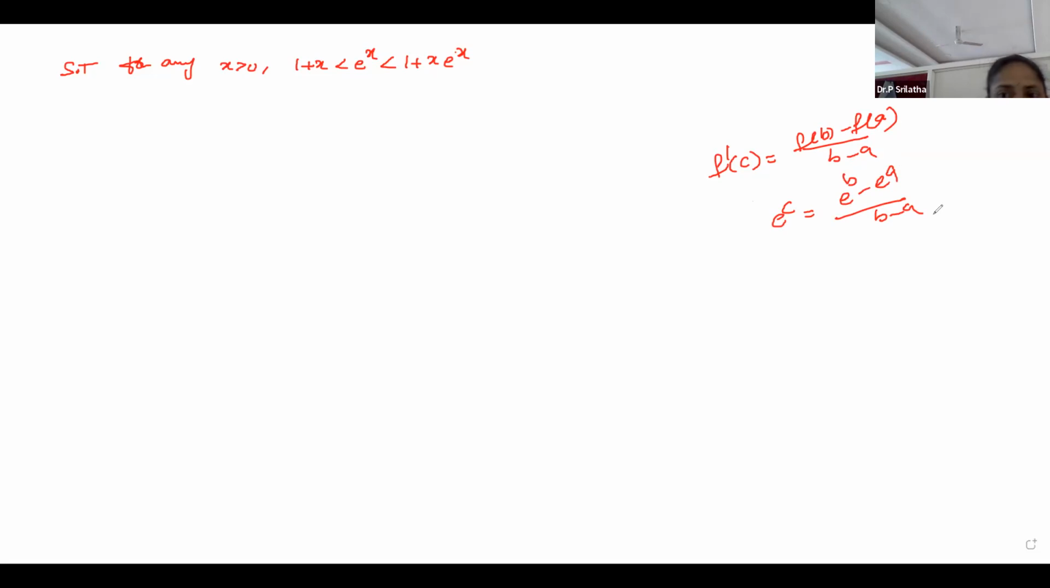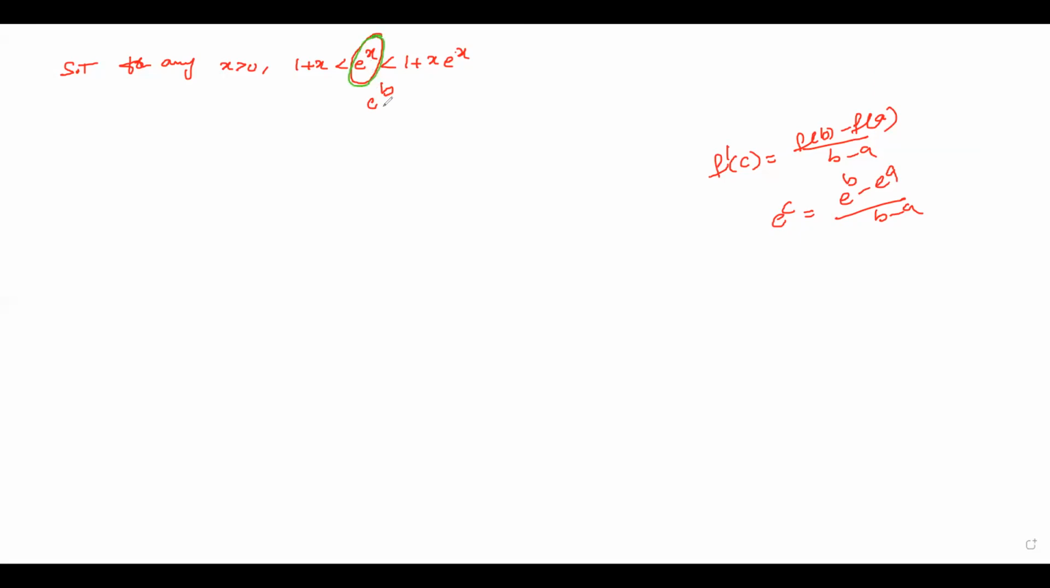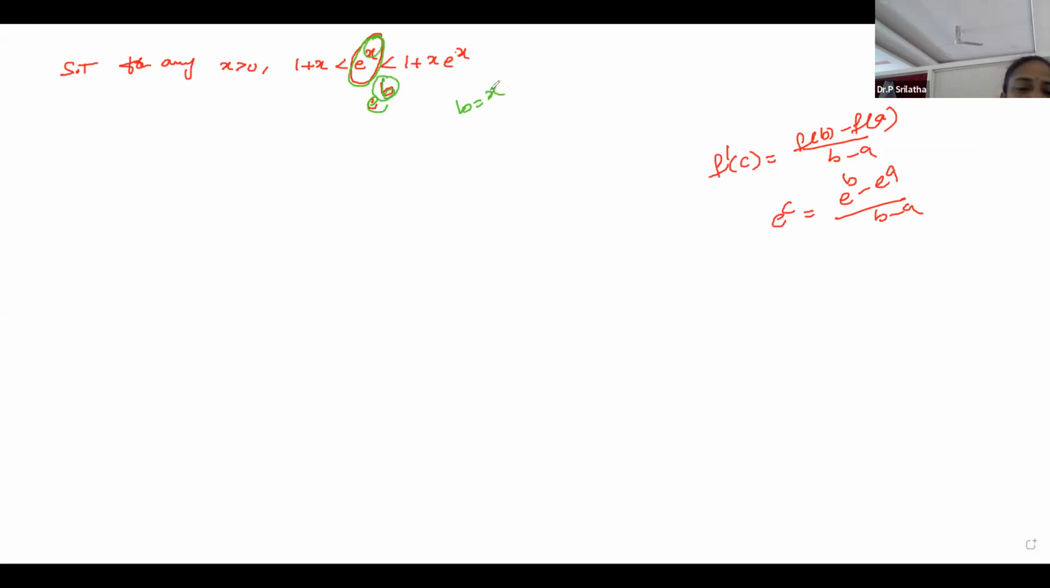Always in between we are having the middle value, b value. So this is nothing but e power b, right? Yes, ma'am. Always middle value is b value. That means it will be in the form of e power b. And b is nothing but x. B is x. What about a? 1, ma'am.